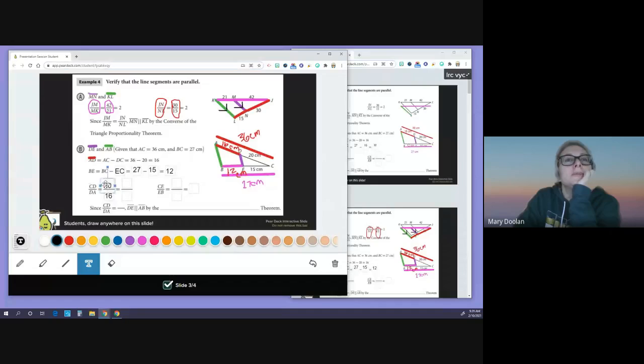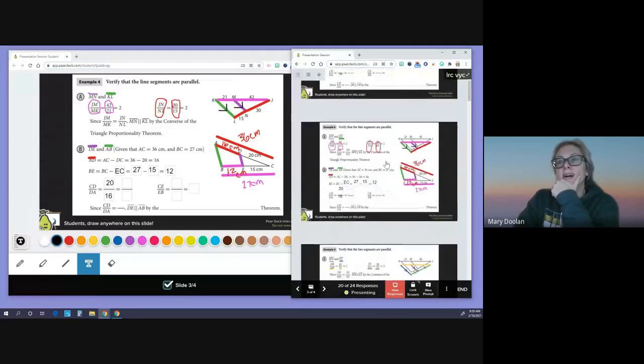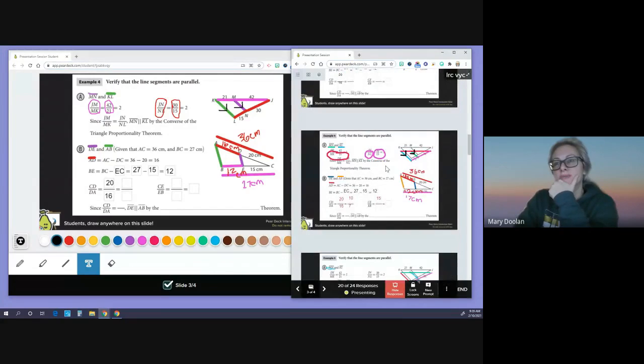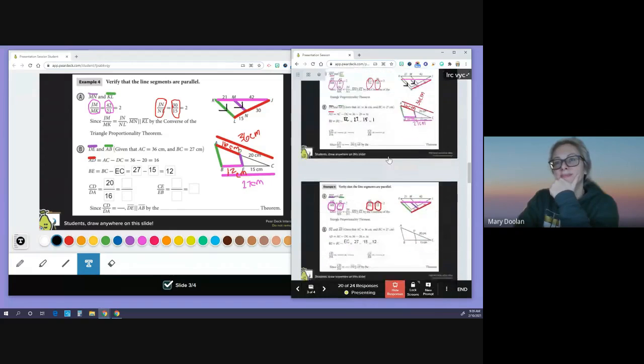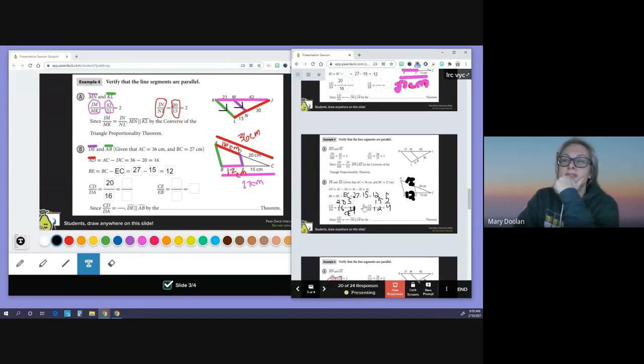And the more you use Pear Deck, the better you'll get at playing around with the text tools and the drawing tools. Okay, and so now I've got to simplify this. 20 over 16, there is a common factor of 4. So we're going to divide 4 out of the numerator and the denominator to get an improper fraction. What does that turn into? It's not 10 over 7. This is what it is, 5 over 4.